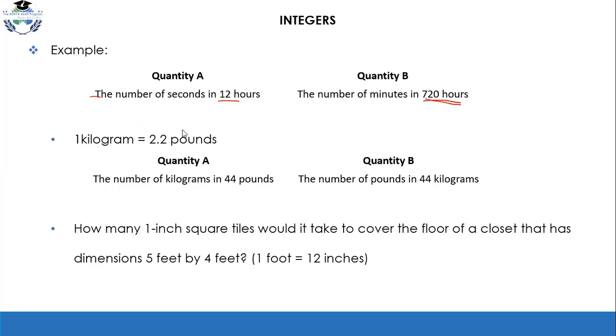They're equal. Faith is saying they're equal. Faith, why do you think they're equal? Guide us through your process. 1 hour has 60 minutes and 60 seconds, so it will be 12 times 60 times 60 to get the seconds. And then quantity B, the number of minutes in 720 hours will be 720 times 60 as well. You get 43,200 for both.